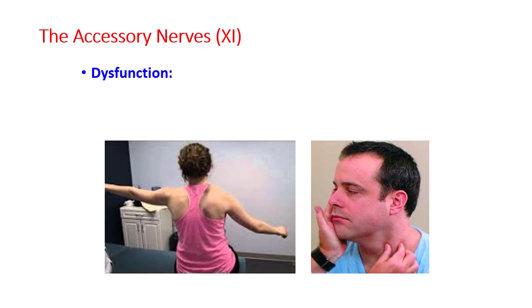Abduction is moving further away from the midline, but the right shoulder should have been here, and it's a lot lower. So that's why this person has damage of the accessory nerve.